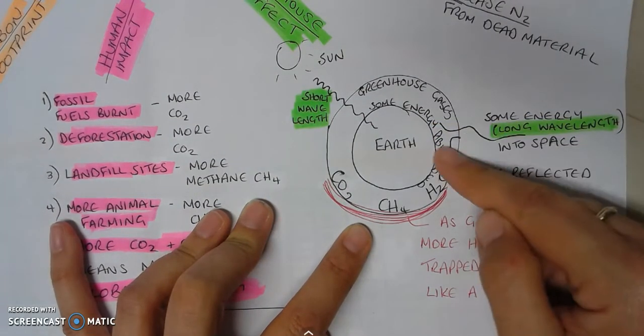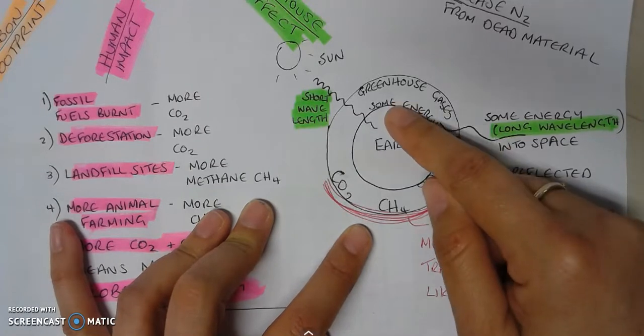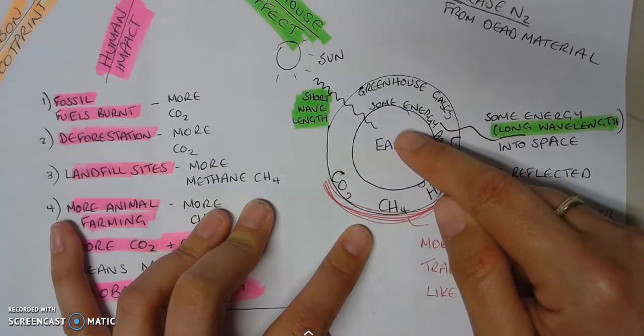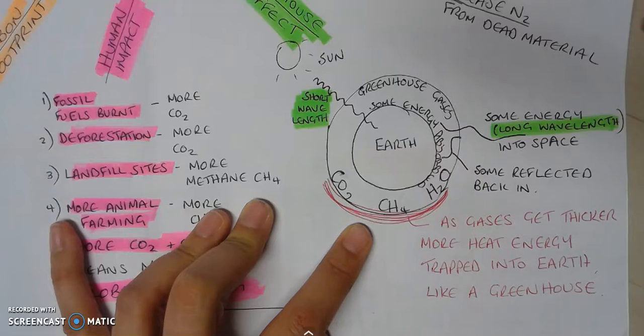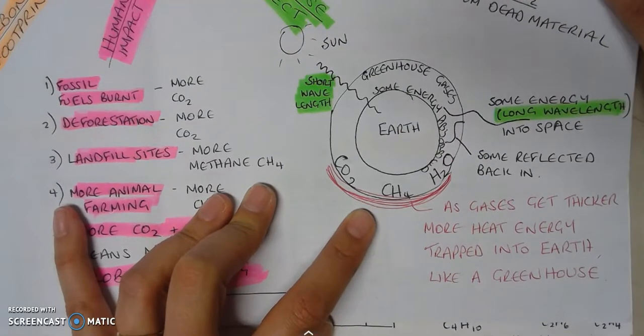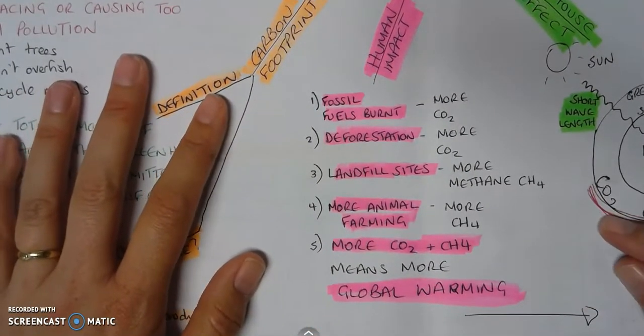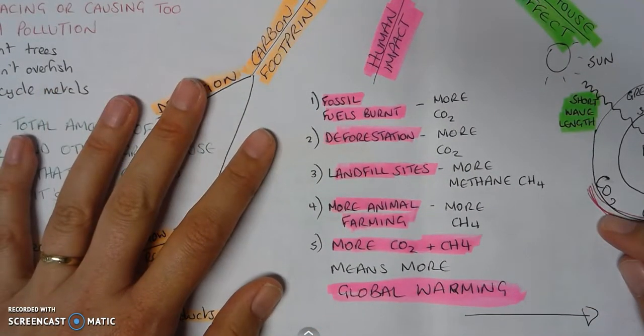So more and more heat is being trapped into the earth, and so the ice caps are melting, so water levels are rising, weather patterns are changing, and all sorts of different effects that we're having. Now let's have a look at the human impact on the earth. There are several things you could be asked about here.